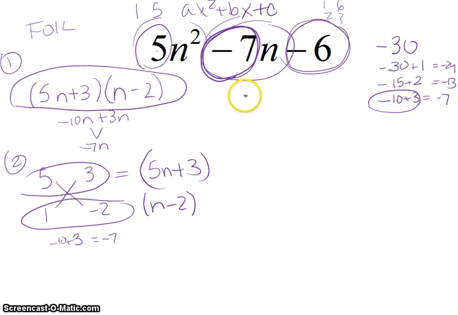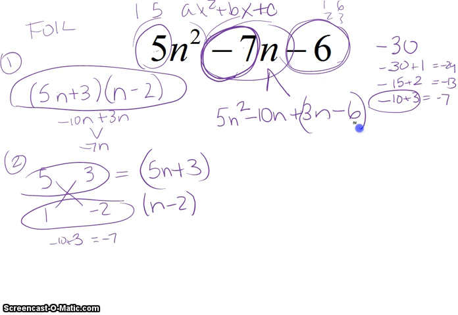And what I'm going to do in this method is just rewrite this quadratic in a slightly different form, but still meaning the same thing. So I'm going to bring down my 5n squared, and then I'm going to use these two factors, negative 10n plus 3n. And you should see that that is the same as negative 7n. So I haven't changed the value of this quadratic. I've just written it differently. And then I bring down my minus 6.